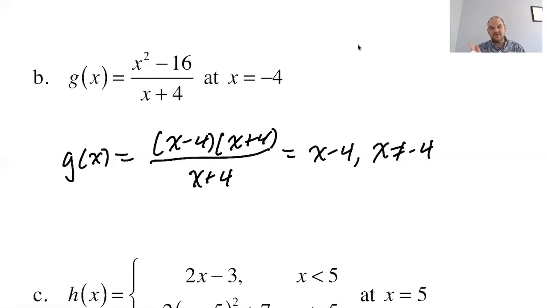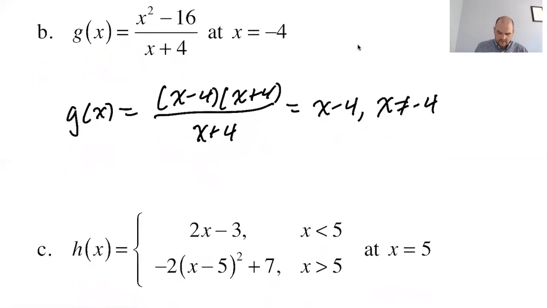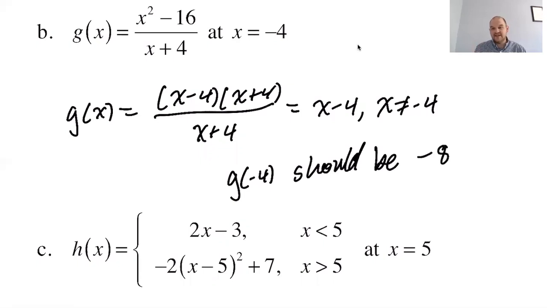I have to put in that restriction because it needs to be exactly the same thing after I algebraically simplify it. But x minus 4 has no issues, right? There's no reason that you can't substitute -4 into x minus 4. So I'm going to say right off the bat, g of -4 should be -8. Because if I take -4 and I sub it in here, I would get -8.